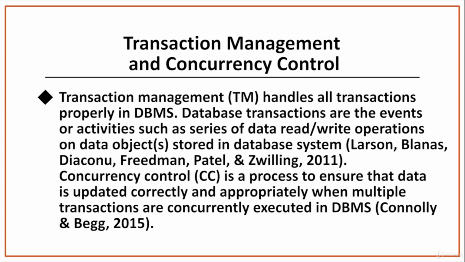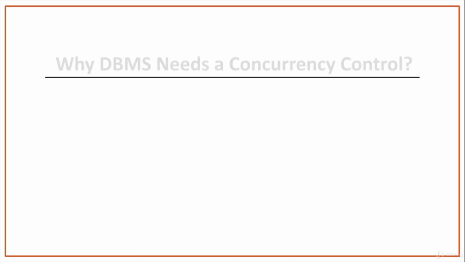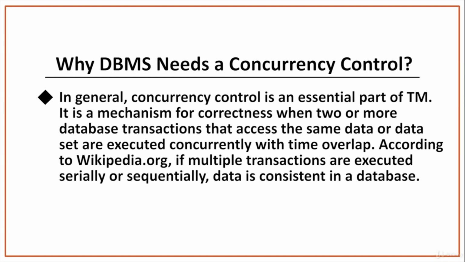Concurrency control, or CC, is a process to ensure that data is updated correctly and appropriately when multiple transactions are concurrently executed in DBMS (Connolly and Begg, 2015). In general, concurrency control is an essential part of TM. It is a mechanism for correctness when two or more database transactions that access the same data or data set are executed concurrently with time overlap.